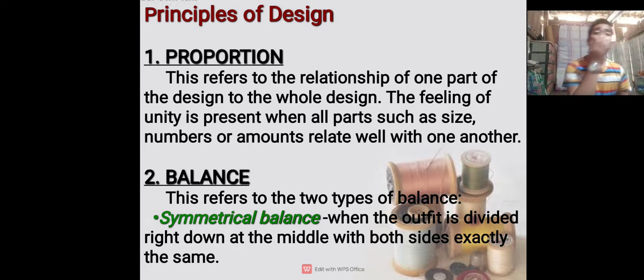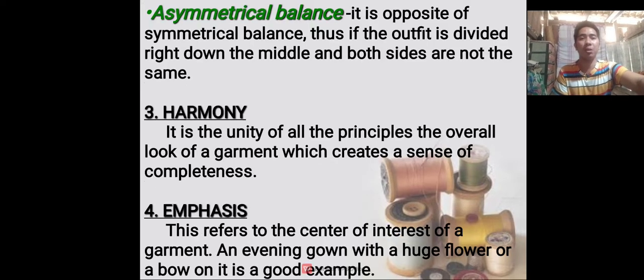So meaning guys, there is a pleasing relationship of all parts of the object with one another, or has a harmonious relation of parts to each other or to the whole. So in short, proportion refers to the accordance of the design. So let me give you an example that shows proportion.